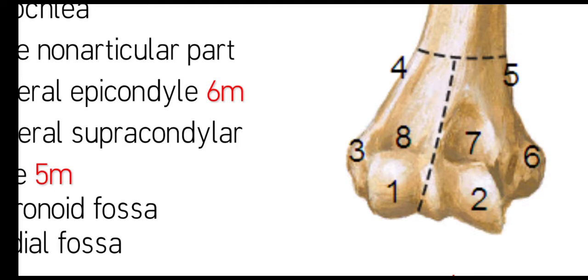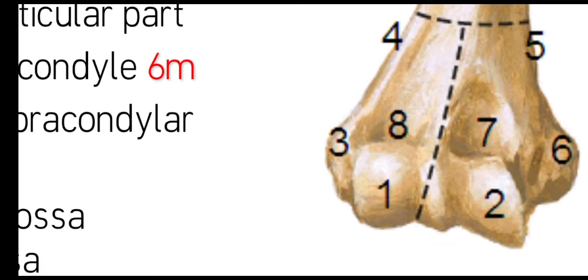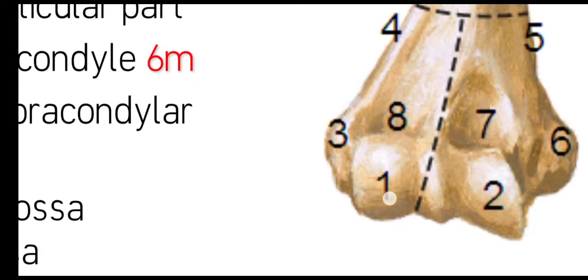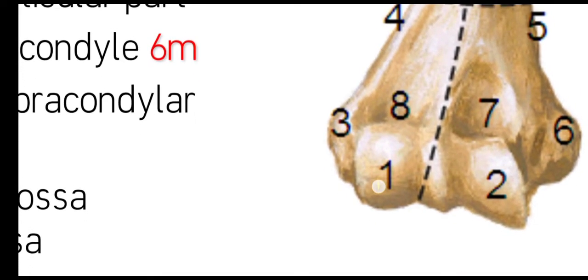In the articular part there are two structures that are present. First is the capitulum and the second one is trochlea. One for the attachment of radius, the second one for the attachment of ulna. So this one is the capitulum, where the radius comes and attaches, the radial head comes and attaches with the humerus to form the elbow joint.